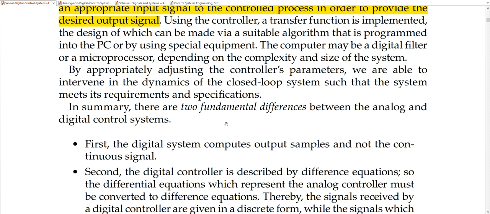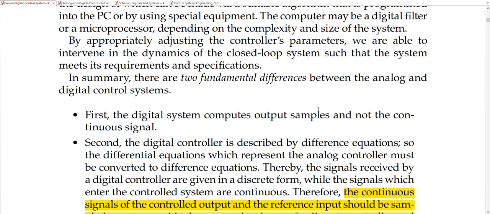So in summary, there are two fundamental differences between the analog and digital control systems. First, the digital control system computes output samples and not the continuous signal. Second, the digital controller is described by difference equations. So the differential equations which represent the analog controller must be converted to difference equations. Thereby, the signals received by a digital controller are given in a discrete form, while the signals which enter the control system are continuous.